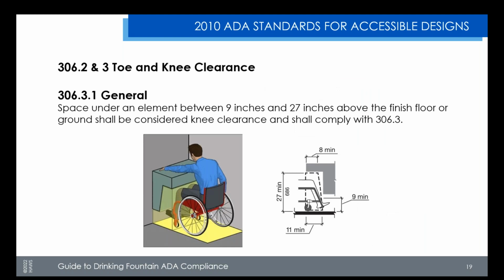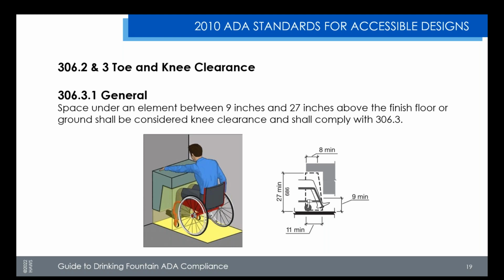Now, extending up from that clear ground space we just defined is our toe and our knee clearance. So try to think of the clear area as a 3-dimensional space. Our toe clearance is 9 inches from the ground to the bottom of the element, and our knee clearance is 27 inches from the ground up to the bottom of the element or device.